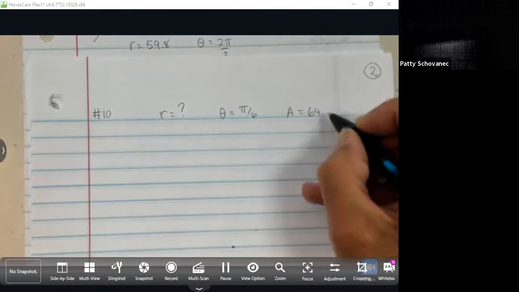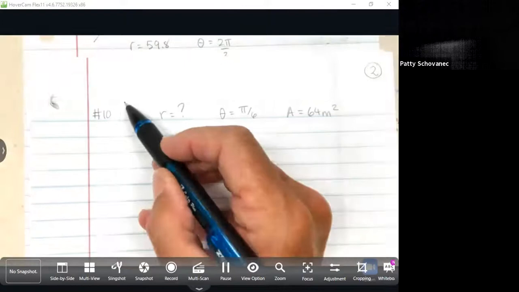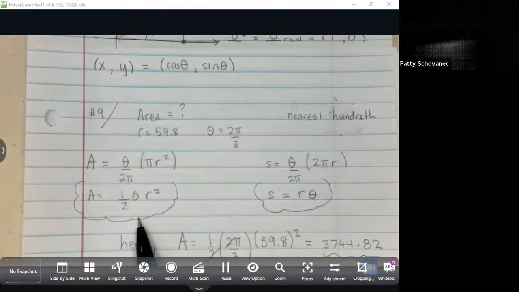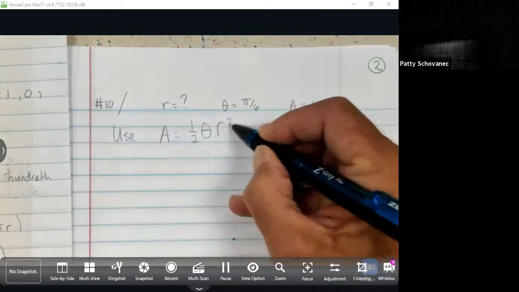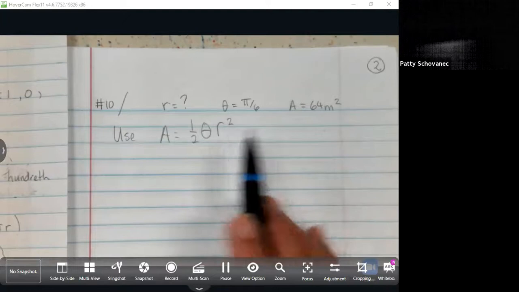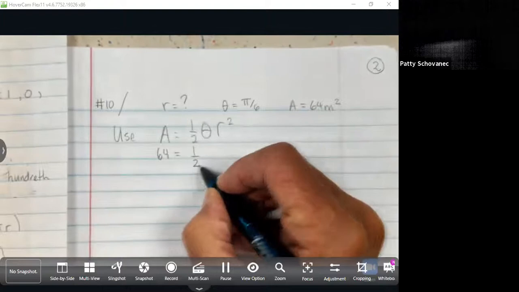Okay, so we're going to use the area formula. I'll go back over here and use it in this form: one-half theta r squared is equal to A. So we're going to use area is equal to 1/2 theta r squared. We have all the numbers except for r, so let's fill them in. Put the 64 over here. Theta is pi over 6. And then we've got r squared here.